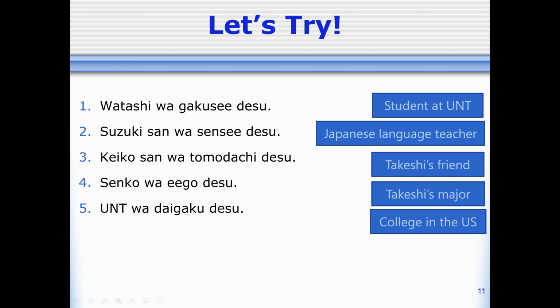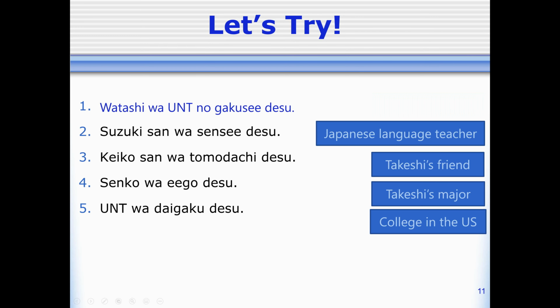Remember, we don't always have to follow the exact order that we have in the words and in English. What we want is to put our most important word at the end and our word that adds more descriptions at the beginning. So, UNT の学生. 私は UNT の学生です. Let's pause the video and see if we can work out the rest of these.